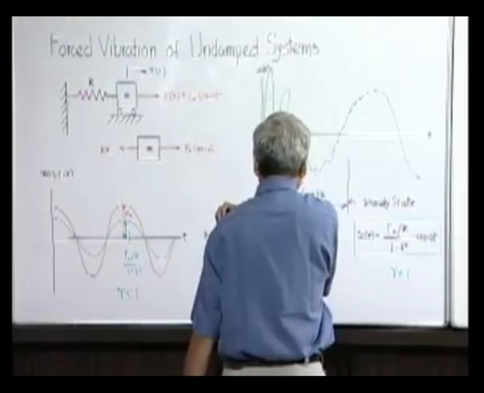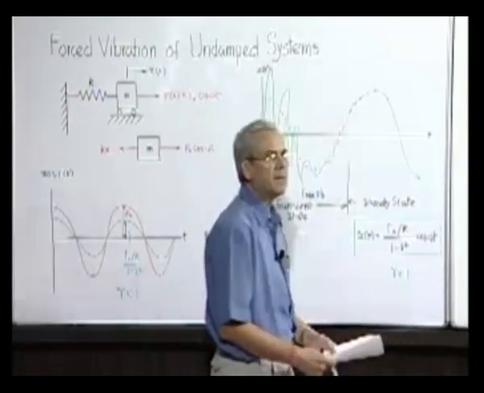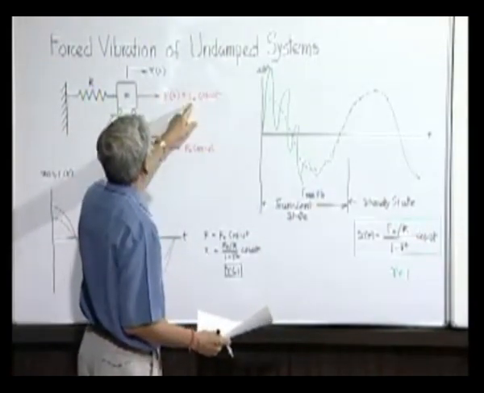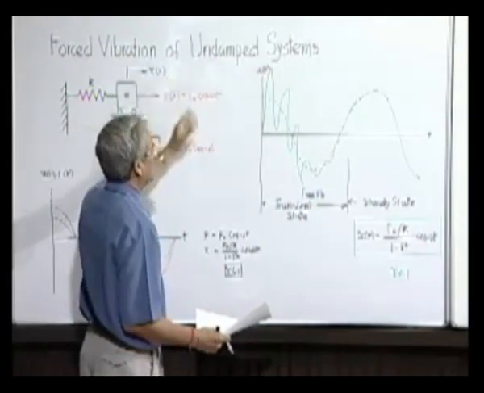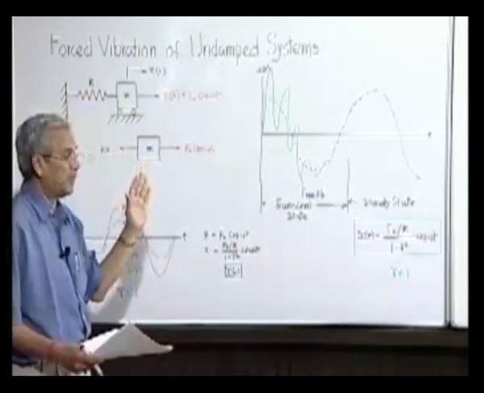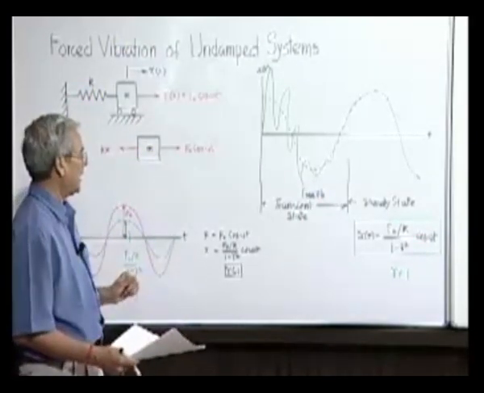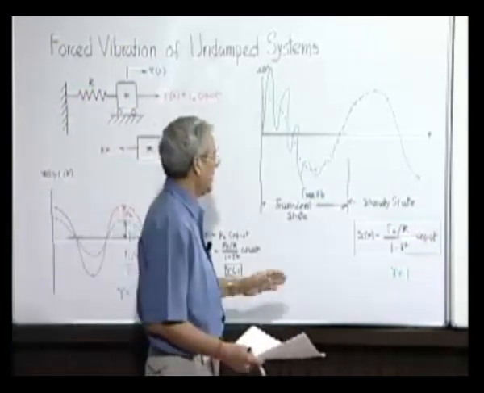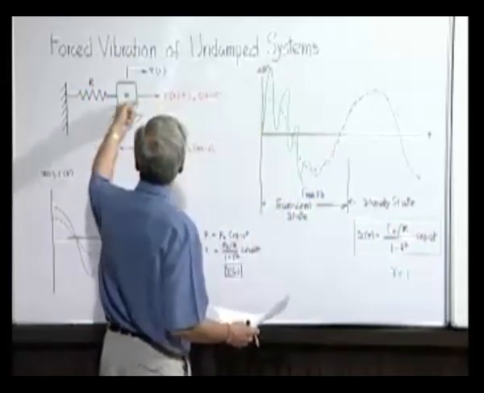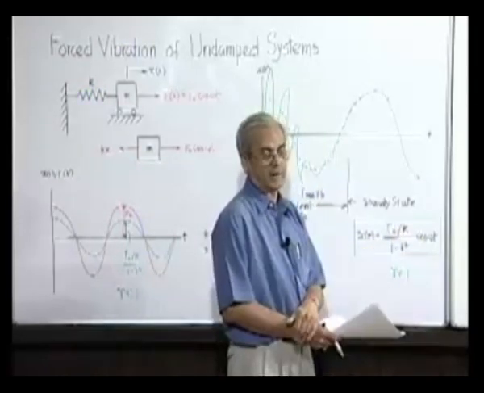Now, this quantity F0 by k, what is this? This is nothing but the static deflection if I apply this force F0 statically. So F0 by k is the displacement of the mass from equilibrium if the same load is applied in a static way, not dynamically. On the other hand, if the same force is applied dynamically, the maximum deflection is nothing but the amplitude of oscillation.